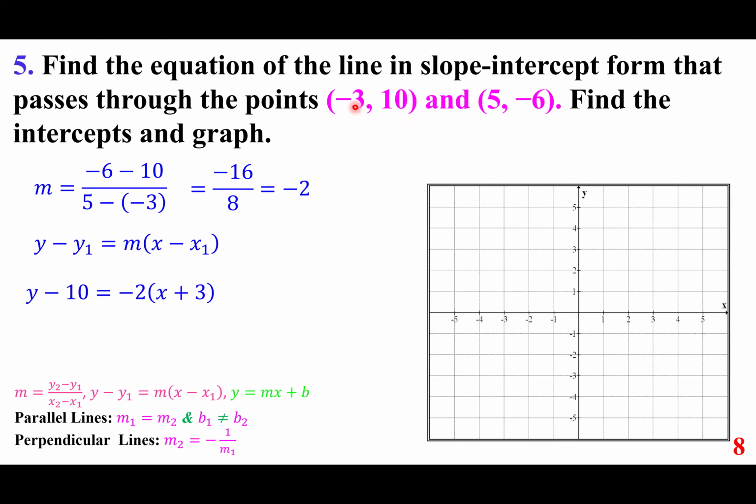Now, if I use this one, it will look like this. Check it out. Y minus minus 6, that means plus 6, equals m, which is negative 2, x minus 5. Now, please understand these two don't look the same, but when you solve for y, they become identical.